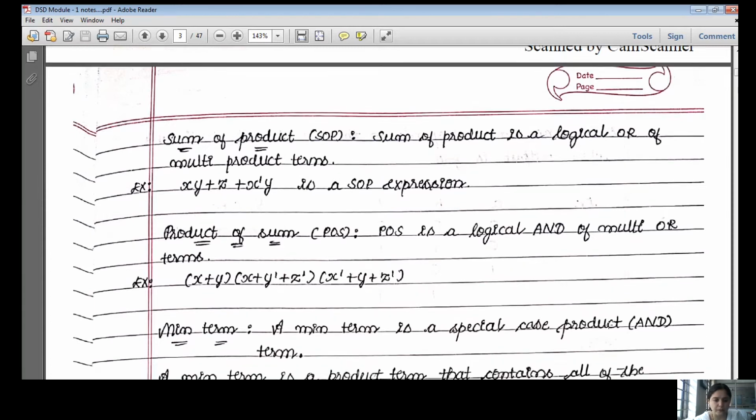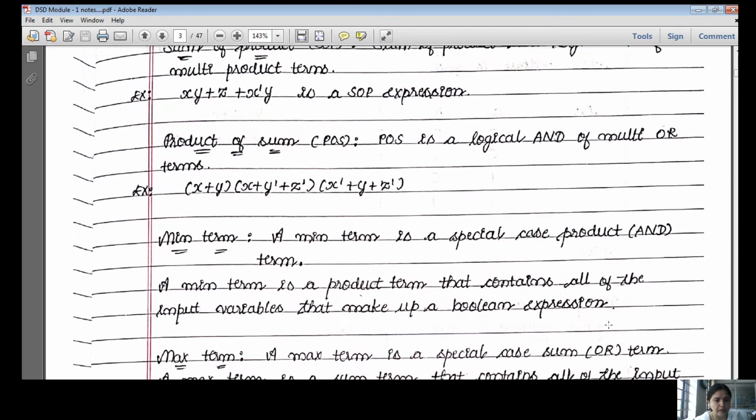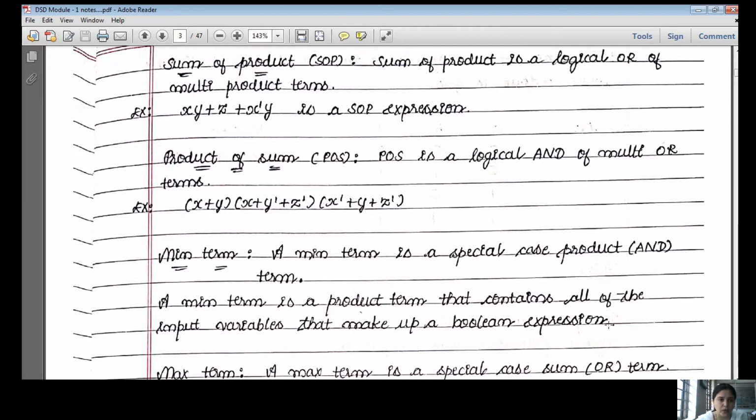Next, coming to min term. A min term is a special case product, that is an AND term. A min term is a product term that contains all of the input variables that make up a Boolean expression. In SOP, that is only in the sum of product expression, these terms are called min terms. And in product of sum, these terms are called max terms.